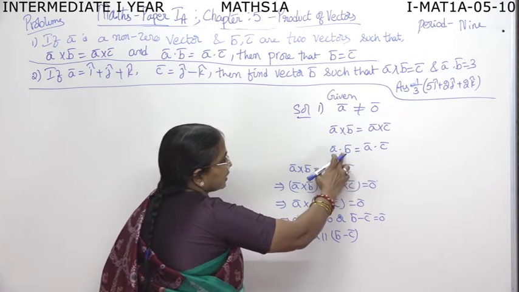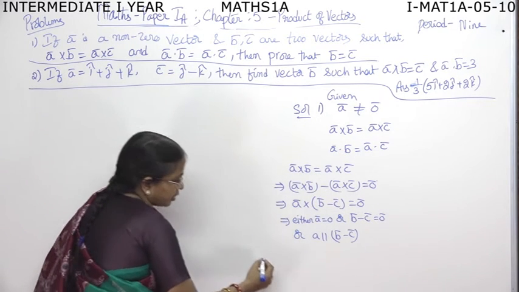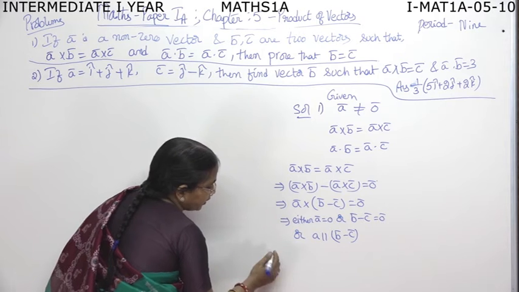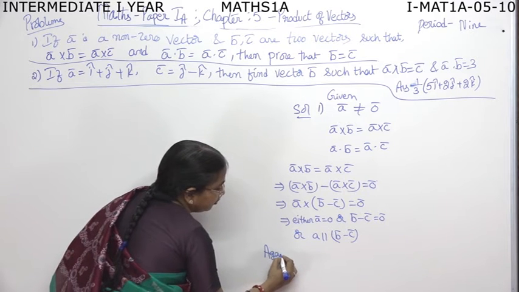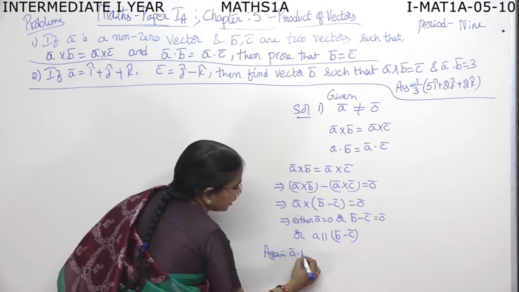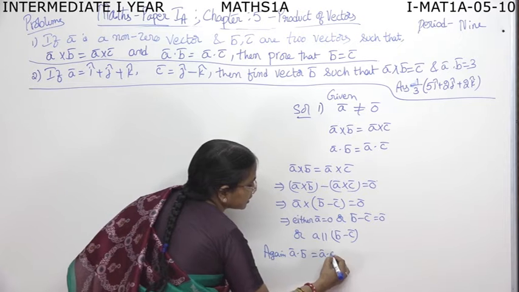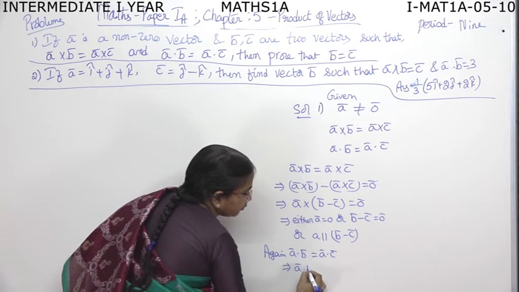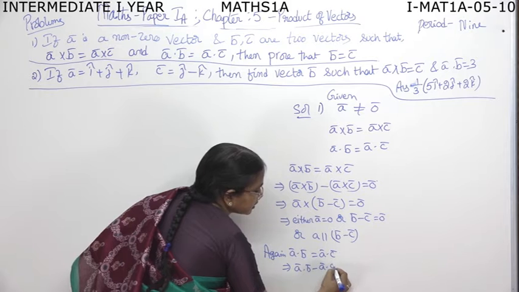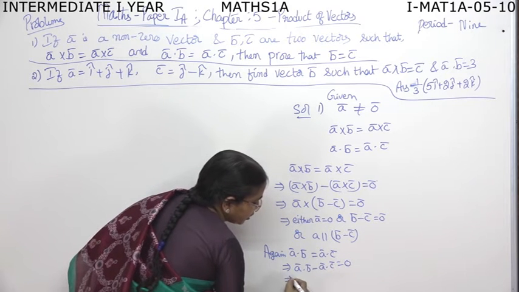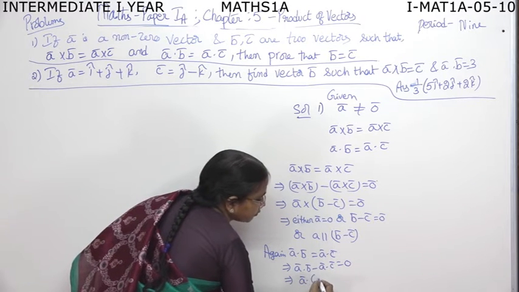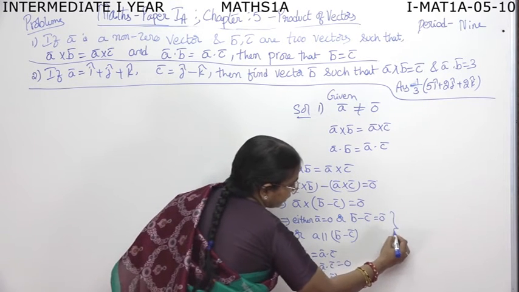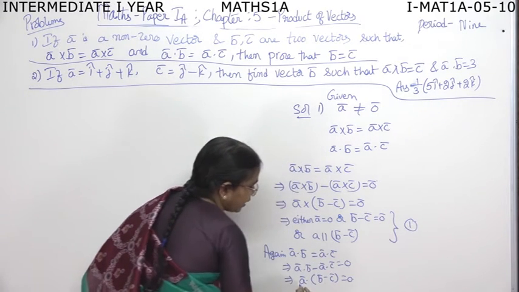Now we'll take this. A dot B is equal to A dot C. Again we are given A dot B is equal to A dot C. In the same manner, when we simplify, it is A dot B minus A dot C is equal to 0. So it is A dot of B minus C is equal to 0. We'll number this as 1.